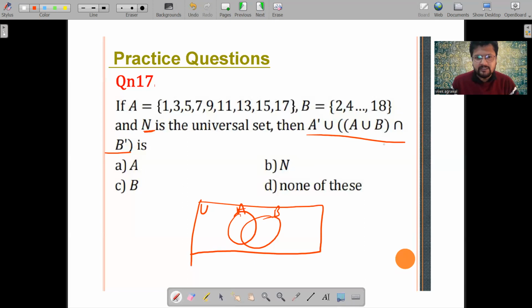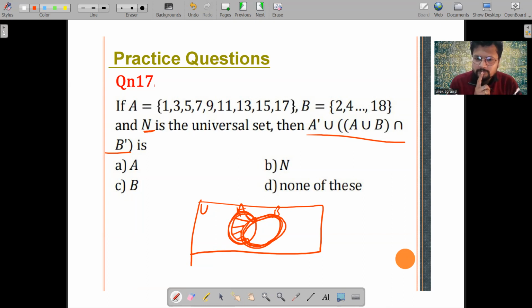A union B intersection B dash. B dash means what? Outside of B, right? And A union B is what? This whole boundary, right? So what is common in between them? This is A union B and B dash is outside B. So what will be common? That portion of A which is not in B. A minus B basically.